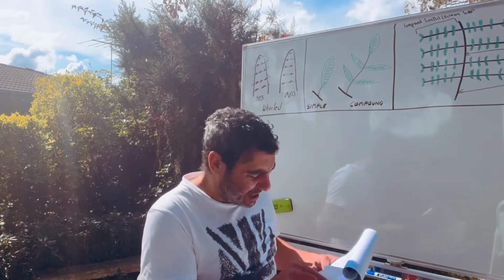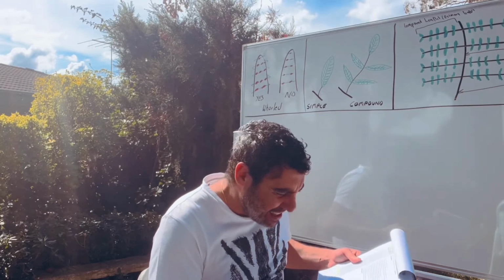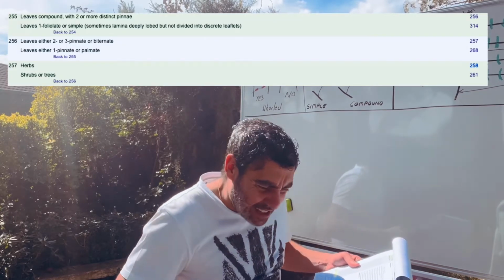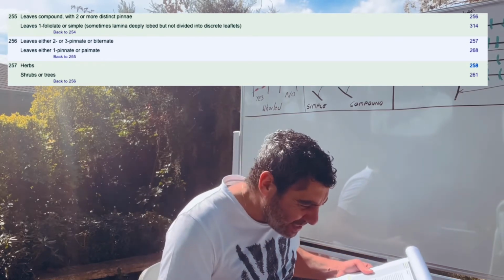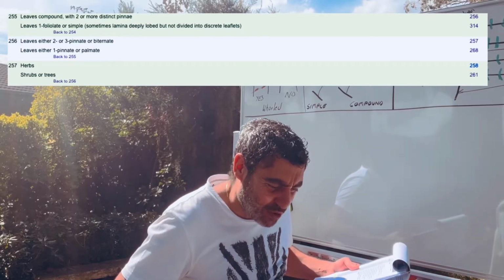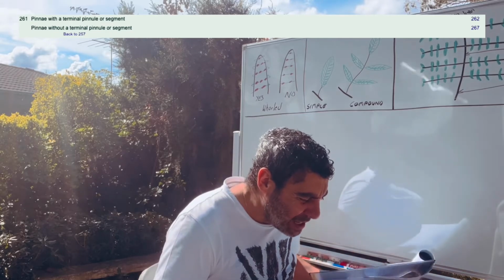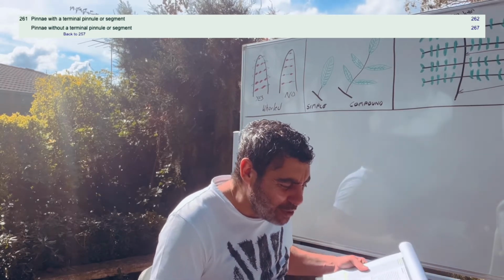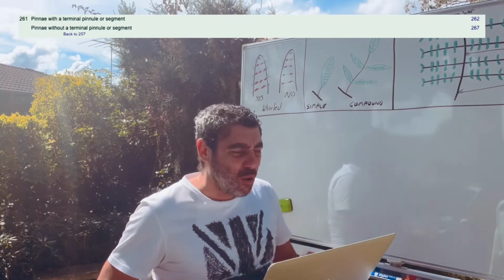Okay, let's move on. So we've gone to 257. Now, once again, the question: herbs, or shrubs and trees? It is a shrub or a tree. 261. Now, the question: pennae with terminal pinnule or segment, or pennae with terminal pinnule or without.